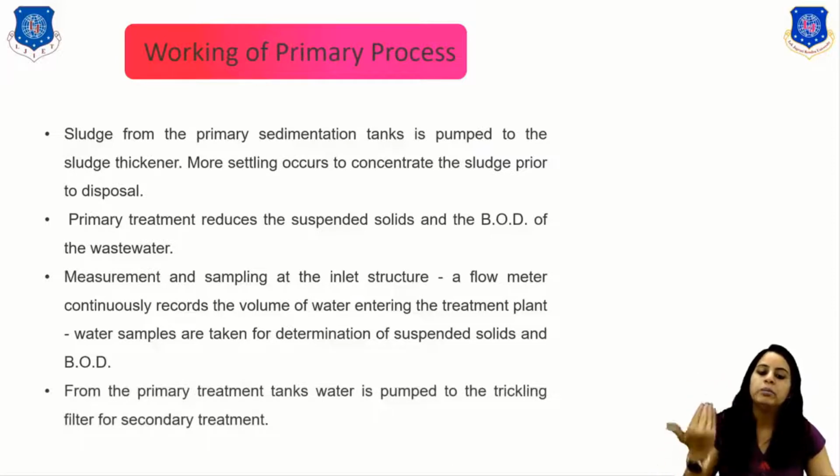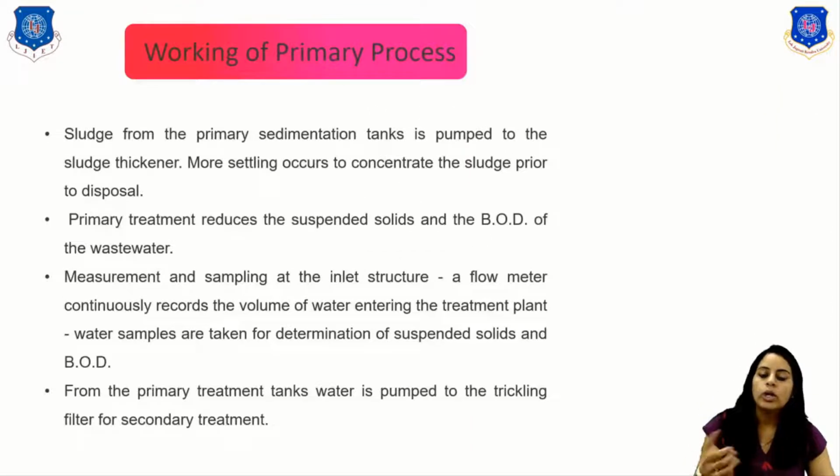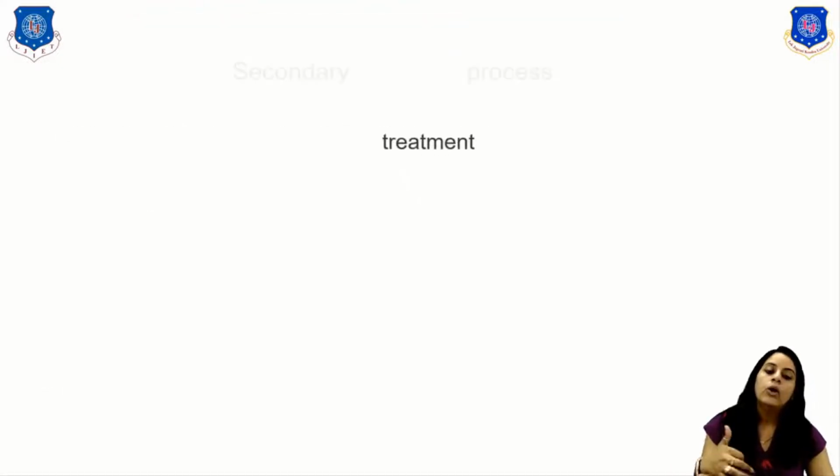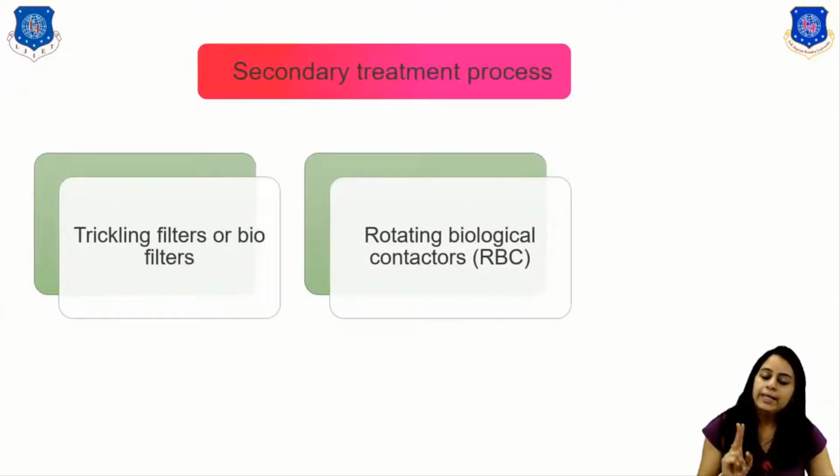From the primary treatment tank, water is pumped to the trickling filter for the secondary treatment, right? Now, this is the whole process of the primary treatment. Now, the second one, which is the secondary treatment process. In the secondary treatment, there are two processes. First, the trickling filter, which is also called a biofilter, and the second one, the rotating biological contactor, which means RBC.